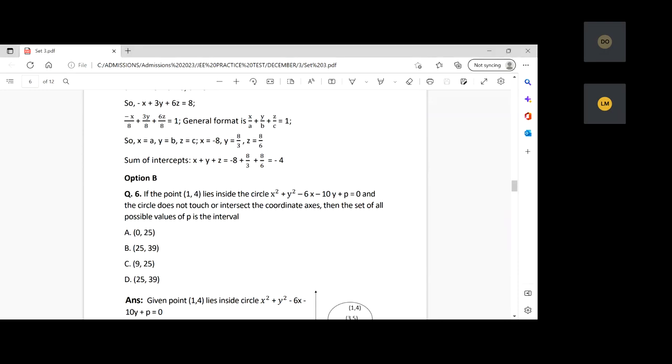It's given that the point 1, 4 lies inside the circle. The equation is given. And the point is that the circle does not touch or intersect the coordinate axis, the x or the y part. We need to find the set of all the possible values of p. What is the interval? What is the range in which the set of possible values lies?